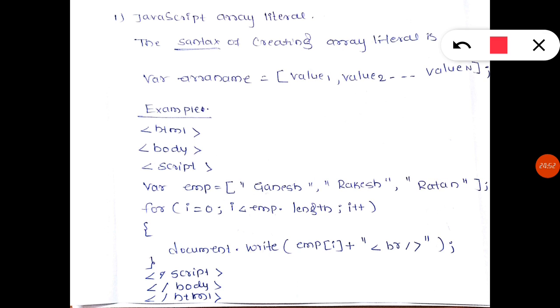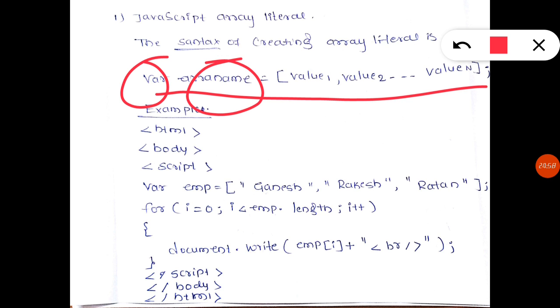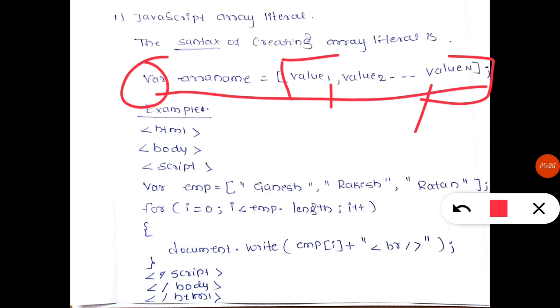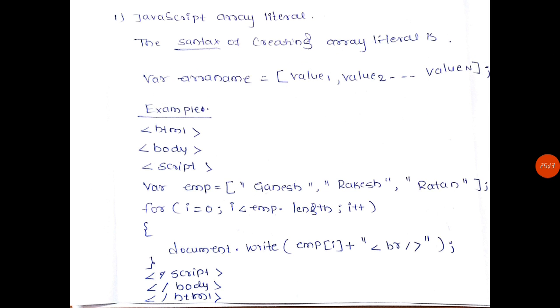Okay, and see here, this is the syntax of creating an array. There must be a variable and after that provide the array name and the values which you want to store in the array. Those values must be placed within the square brackets and separated by commas. Then this variable is treated as an array. Okay, and this is the simple example for the array.